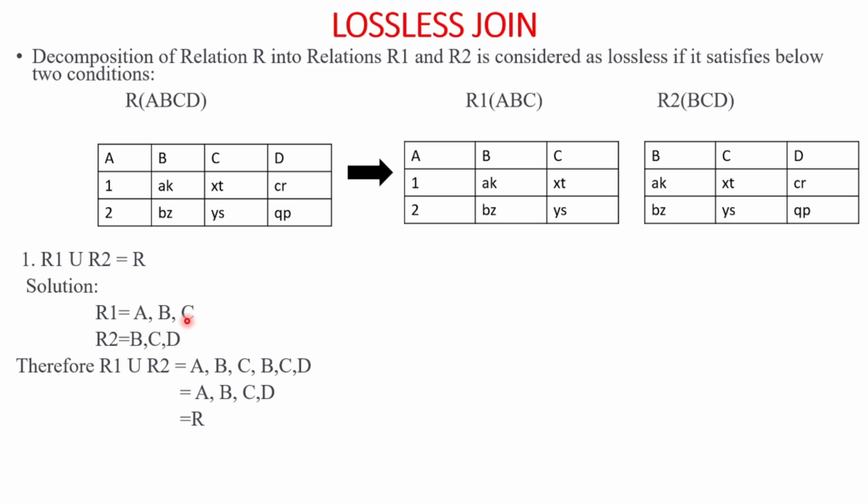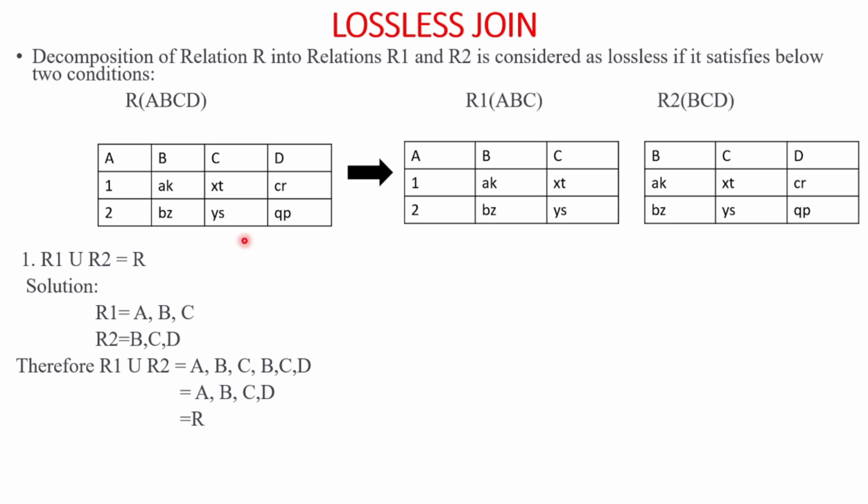Meaning combine all the attribute sets of R1 and R2 together. First I have written the R1 attribute set ABC, and then I have written the R2 attribute set, that is BCD. Now you can see B and C are repeated. B has come twice and C has come twice, so we can write them only once. So I have written A, B, C, D. Now R1 union R2 is equal to A, B, C and D.